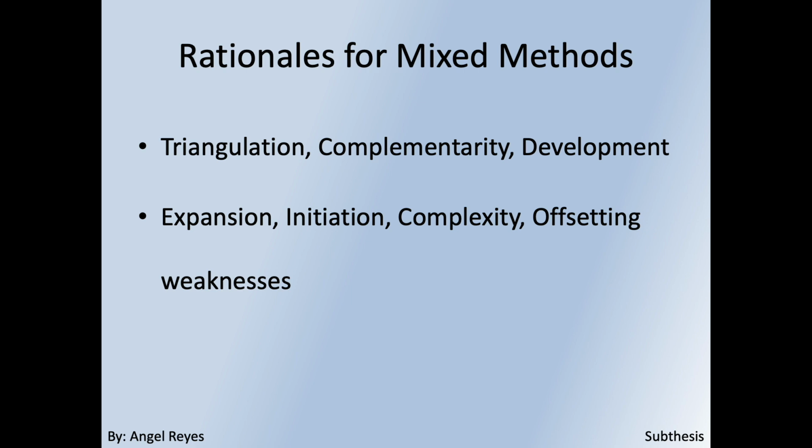Initiation discovers paradoxes and contradictions that lead to research reframing. Complexity acknowledges that social phenomena are multifaceted and require multiple approaches. Finally, offsetting weaknesses recognizes that all methods have limitations that can be mitigated by including complementary approaches. These rationales help researchers articulate why mixed methods are appropriate for their specific research contexts.